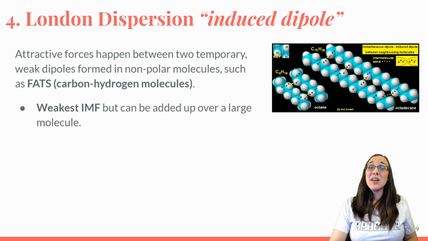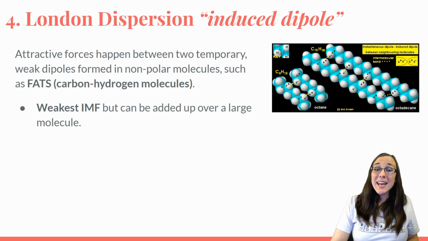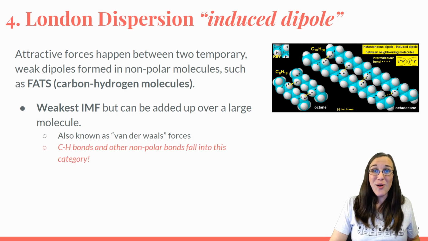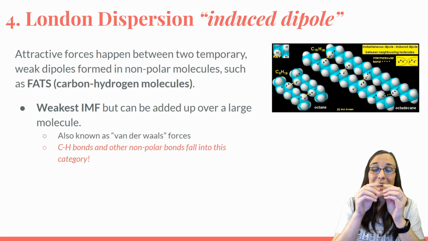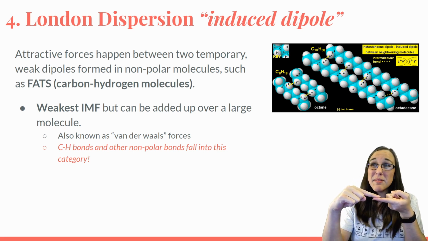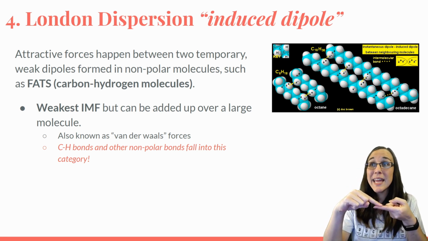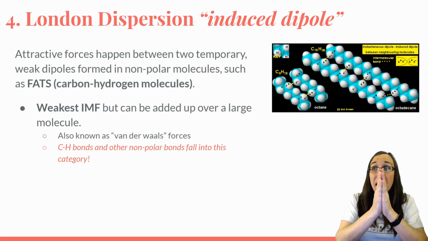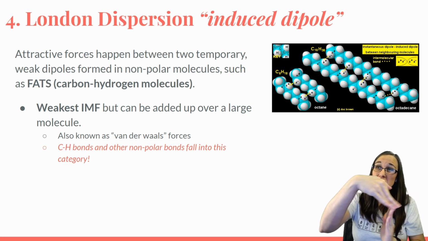This happens to be the weakest IMF that we have, the weakest intermolecular force, but we can add it up over a large molecule. So I want you to think about Velcro for a second. If you have a very small piece of Velcro and you put the two pieces on top of each other, this bond is easy to rip apart if you needed to. You could probably separate those two Velcro pieces fairly simply. However, if you took a whole sheet of Velcro and another whole sheet of Velcro and smashed them together, it's actually surprisingly difficult to peel those apart from each other.